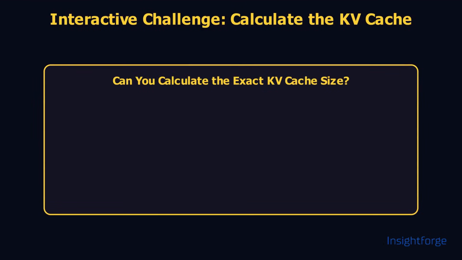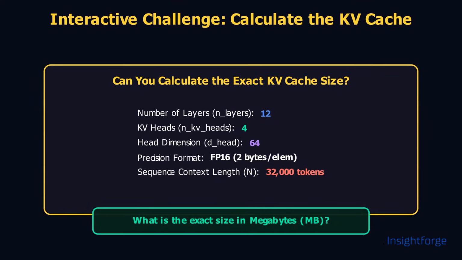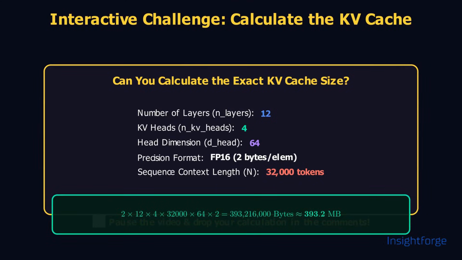Let's put this formula to the test with a challenge. Imagine you are deploying a model with 12 layers, 4 key-value heads, a head dimension of 64, running in FP16 precision. If a user sends a prompt that reaches 32,000 tokens, what is the exact size of their KV cache in megabytes? Pause the video, run the math using the formula we just covered, and drop your answer in the comments. Let's see who gets the correct number first, and then let's tackle the hardware paradox.